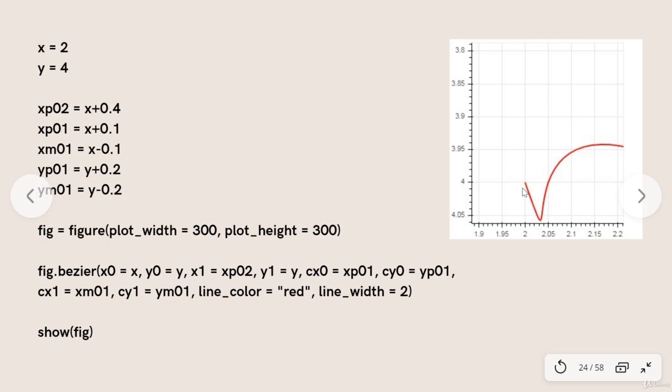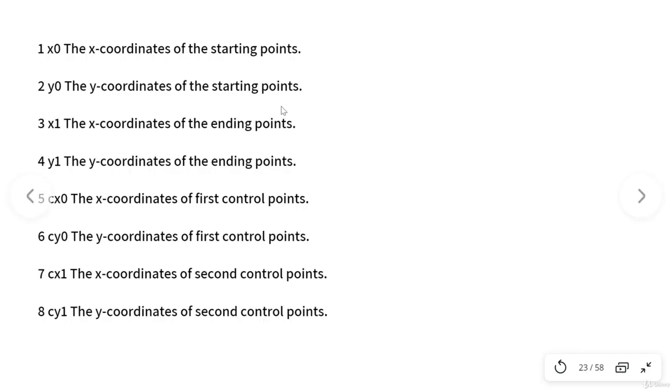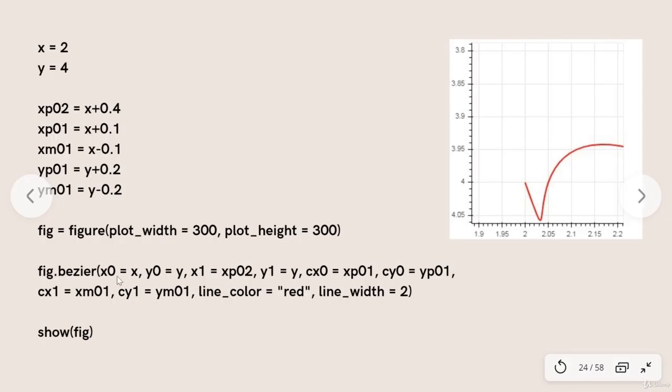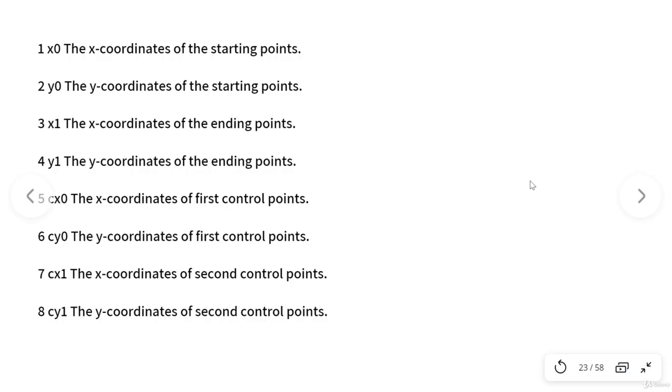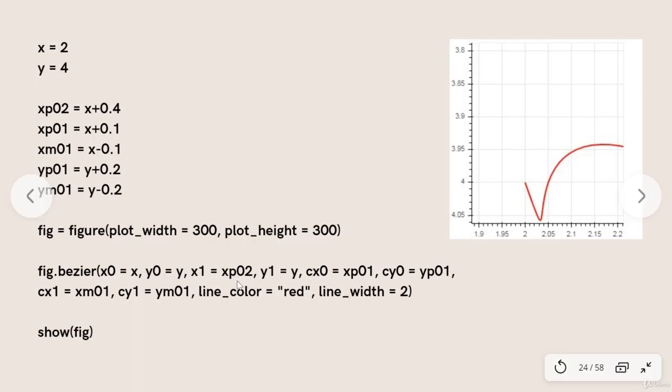Okay, this was the x coordinate of the starting point and the y coordinate of the starting point. So my starting point is x naught equal to x, that is 2, y naught equal to y, that is 4. So x 2, y 4, this is my starting point. Okay, and similarly our ending points were x1 and y1. So x1 I have mentioned, which is this x plus 0.4, and y1 I have also mentioned. So accordingly I can design my ending point as well. Okay, so this is very important, how you basically do that, where you want to place the end. That end is very important.